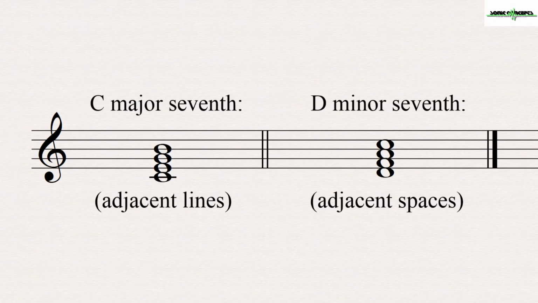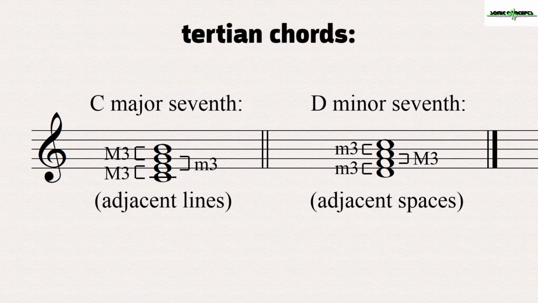When chord factors are presented on adjacent lines or adjacent spaces, they result in stacked thirds. Chords created in this way are examples of tertian chords, or chords created from stacked thirds.